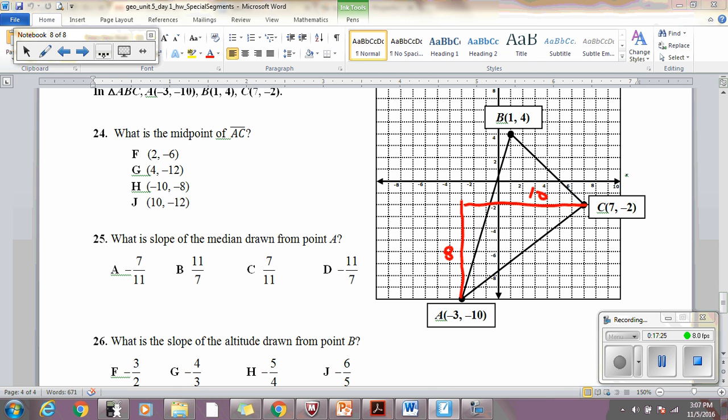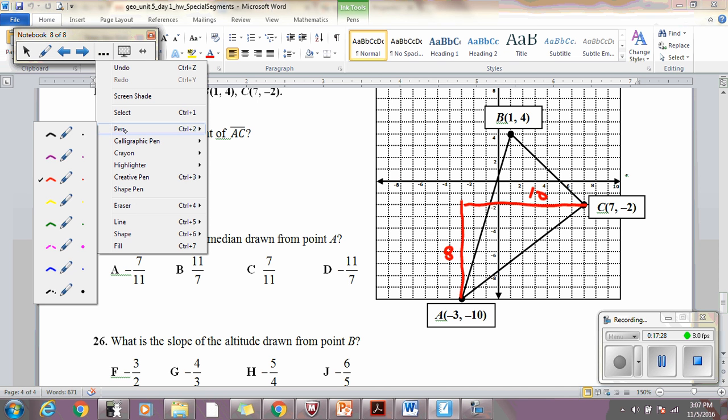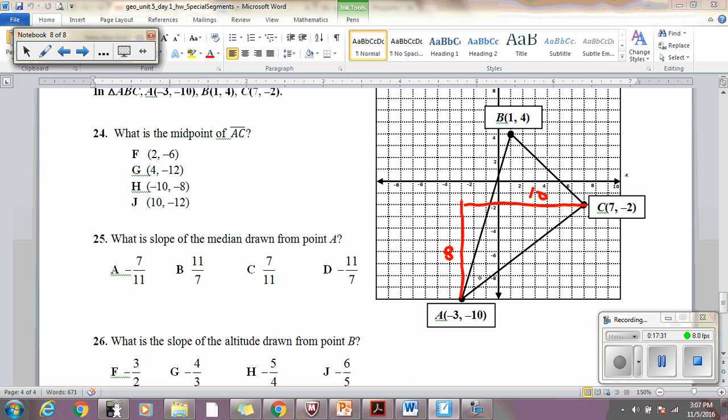So to find the midpoint, it would be half of both of those numbers. So that means 4 up. So 1, 2, 3, 4, and 5 across. 1, 2, 3, 4, 5. So the midpoint would be right here at +2, -6. So F. Also, the midpoint formula.